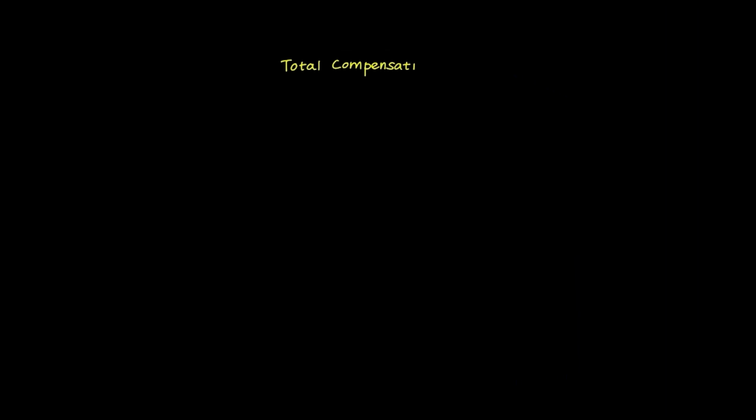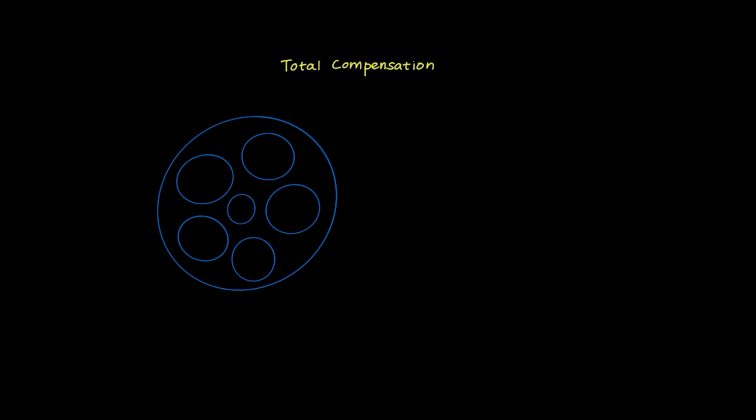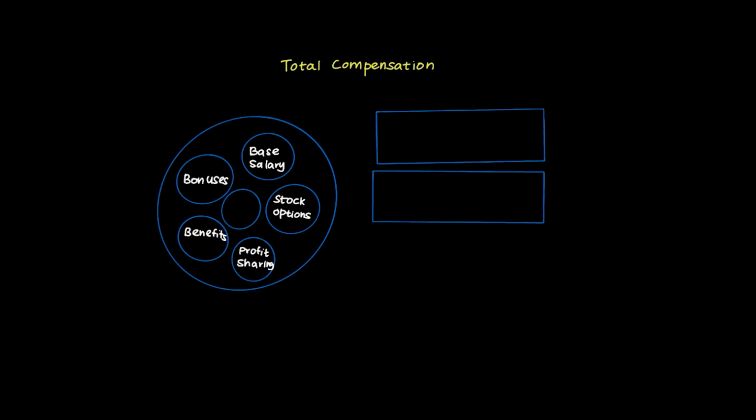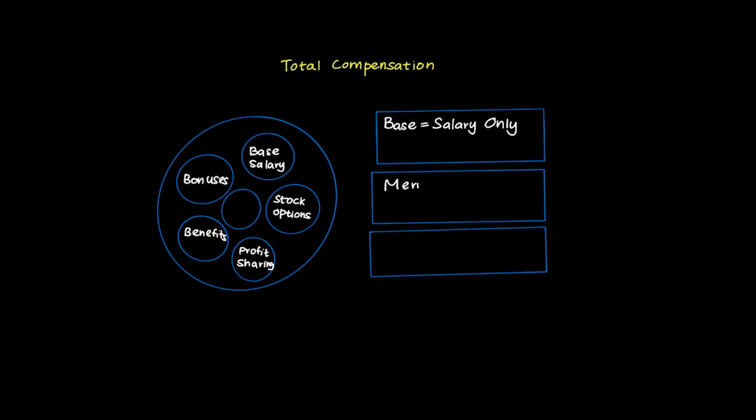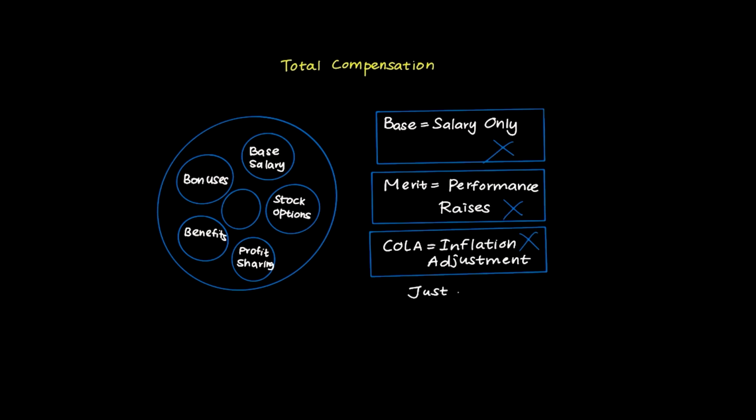Total compensation is everything an employee receives from employment. Base salary, bonuses, stock options, profit sharing, benefits, the whole package. It's not just the paycheck. Base compensation is only the fixed salary or hourly wage. Merit increases are performance-based raises, just one piece. Cost of living adjustments address inflation, another single piece. Total compensation captures the complete value an employee receives for their work.